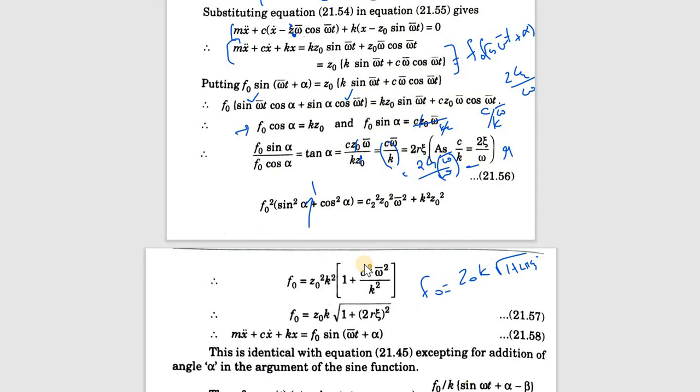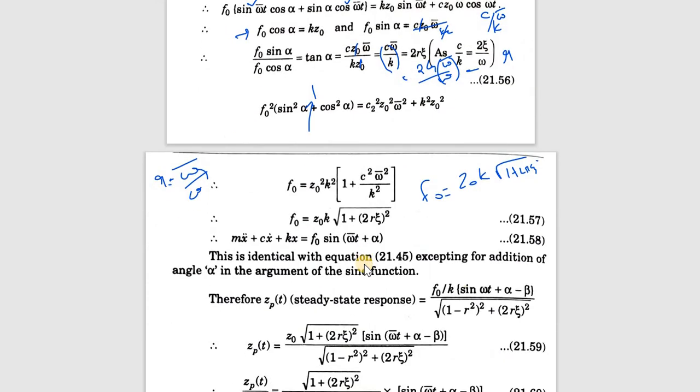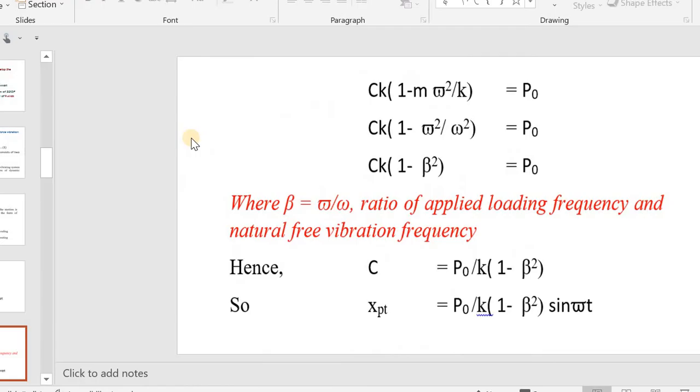So here you can see this c by k, again it is 2 theta by omega. So similarly I can write 2 r theta the whole square. r is the ratio of omega dash by omega, that is applied frequency by natural frequency, the frequency ratio. Now here, this is r which I am writing. Instead of r you can write beta also. Both the terms are the same, so no need to have a doubt in that. It is the same ratio only.